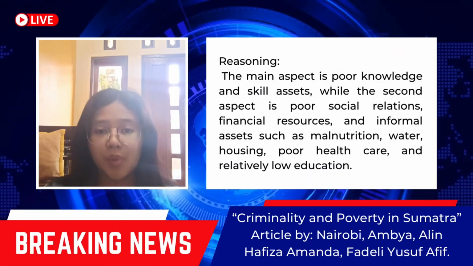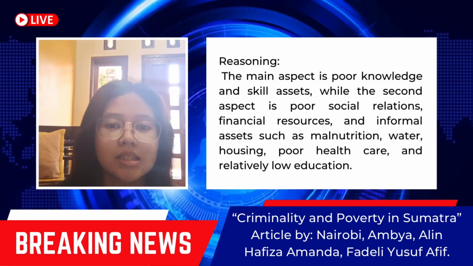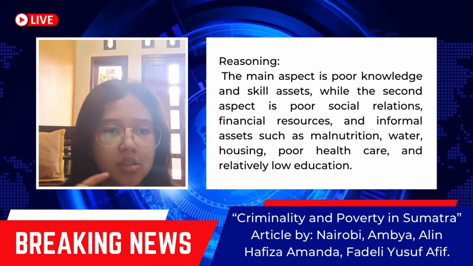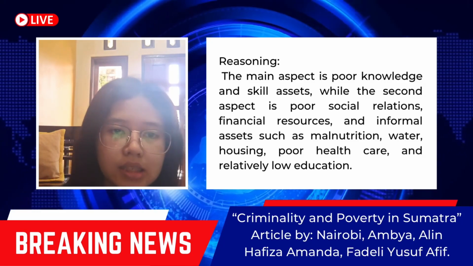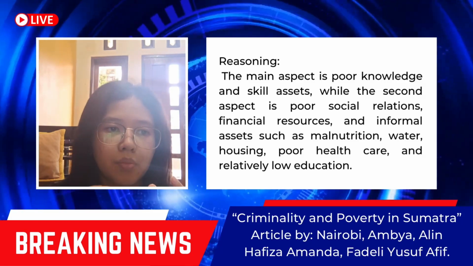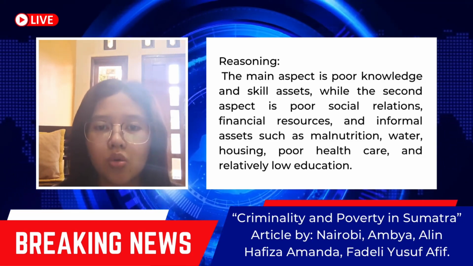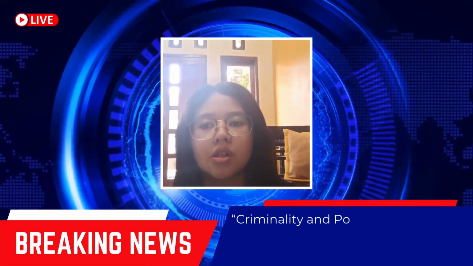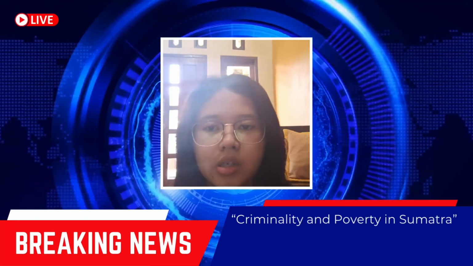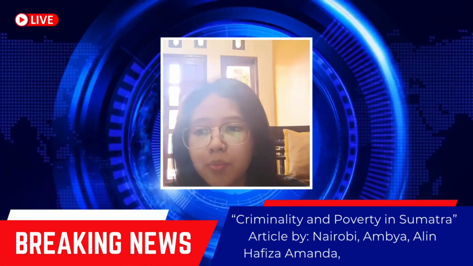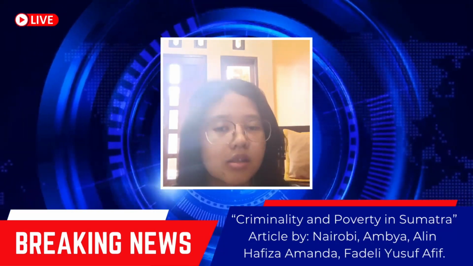Reasoning: the main aspect is poor knowledge and skill assets, while the second aspect is poor social relations, financial resources, and informal assets such as malnutrition, water, housing, poor healthcare, and relatively low education. To sum up, poverty is strongly influenced by unemployment rate and crime rate. One measure of behavior that can be harmful to many different areas, particularly the economy, is the crime rate.